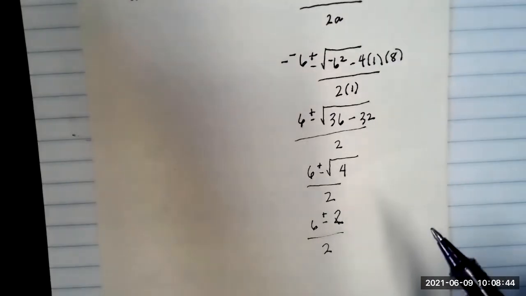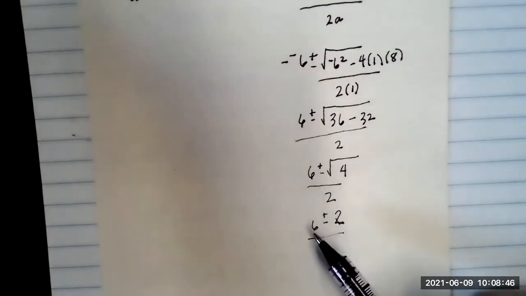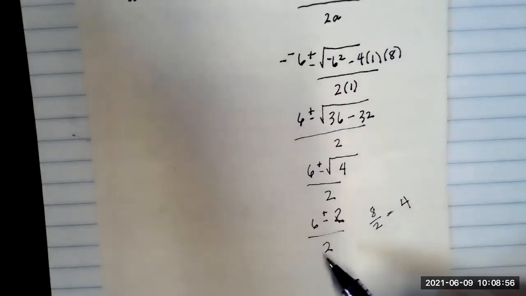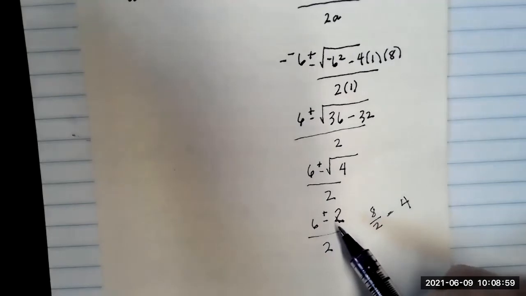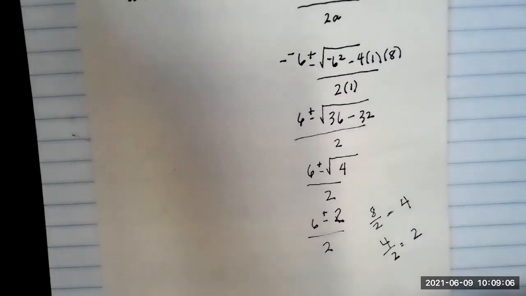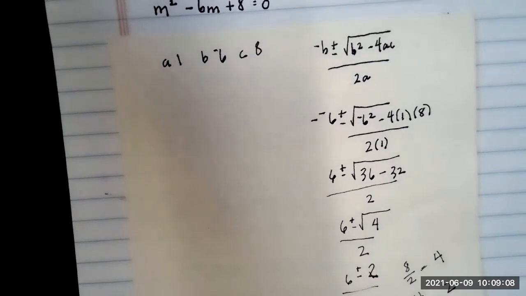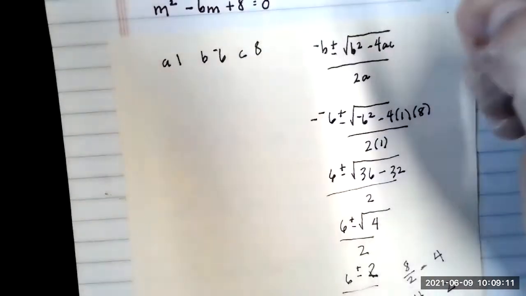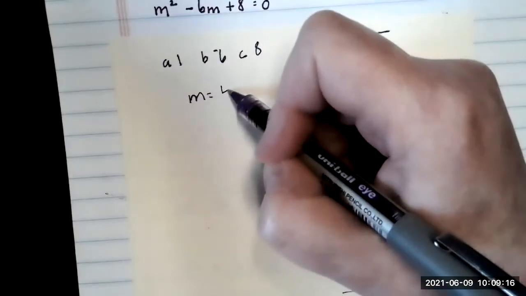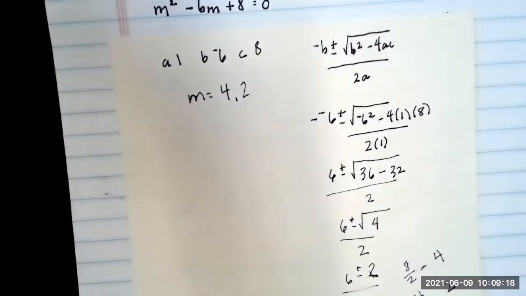So you're at the end, and this is what you need to do now. 6 plus 2 is 8 over 2 equals 4. That's your first answer. 6 minus 2 is 4 over 2, 2 is your second answer. So for your quadratic equation, your answers are m equals 4 or 2.